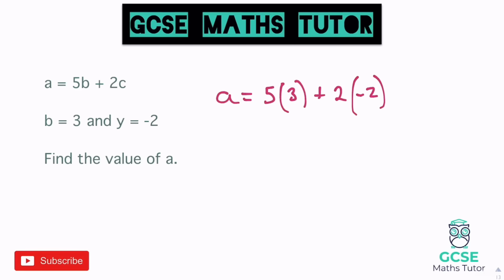All we have to do is now multiply these. So 5 times 3 is 15. 2 lots of negative 2 is negative 4, and we're adding these together. So 15 add negative 4 is 11, remembering that these just become a takeaway, so it's 15 take away 4, so a would equal 11.